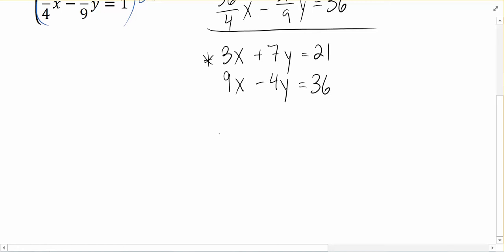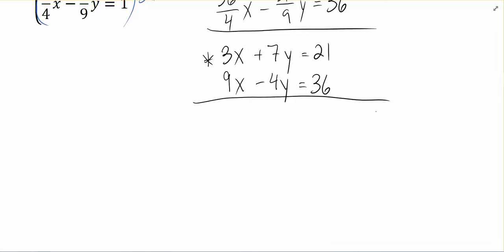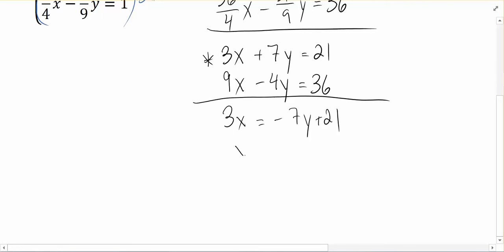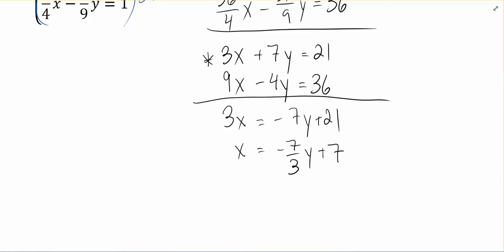So I would solve for the x in the first equation because the coefficient is smallest. But in doing so, notice I put an asterisk next to it. I want to remember that that's the one that I'm solving for a variable from, so that when I plug it back in, I plug into the other one. That's really, really important. So as I try to solve for the x, I would subtract the 7y to the other side, and then divide by 3, giving me negative 7/3 y plus 7. So we have solved for x, meaning anywhere that we see an x, we can replace it with negative 7/3 y plus 7.